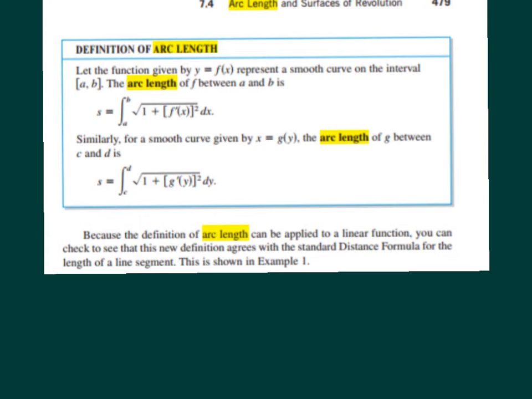Then let's take a look at another example so it's easier to understand. Let's go.